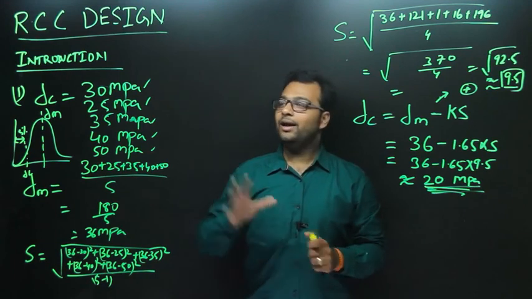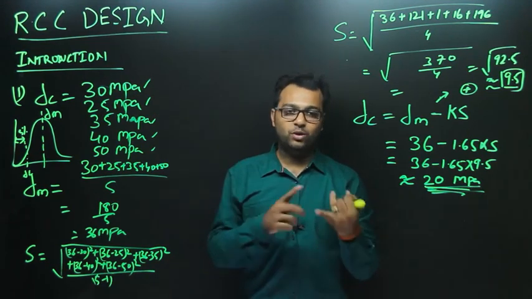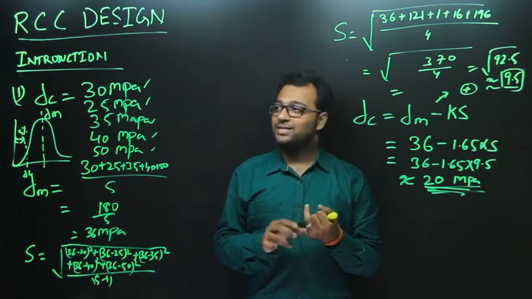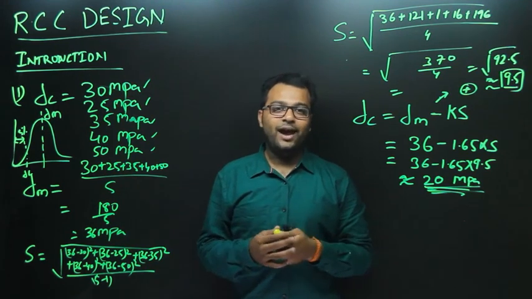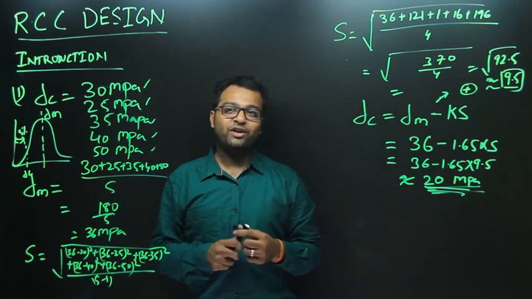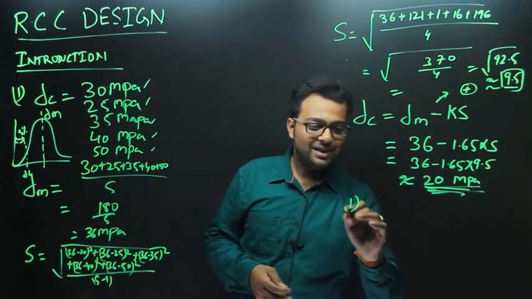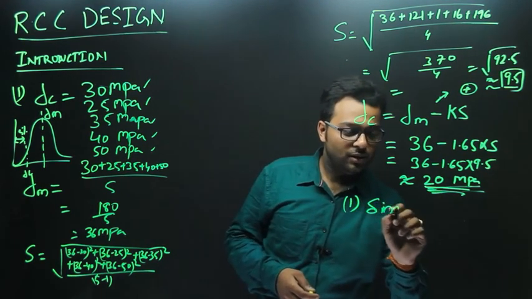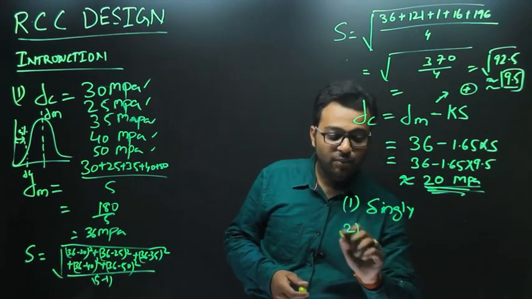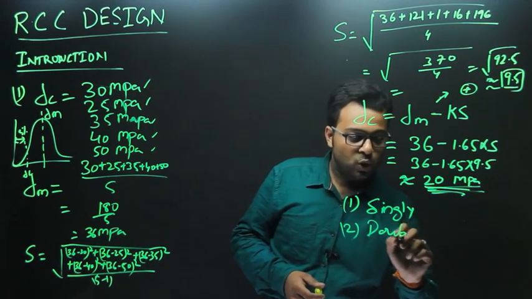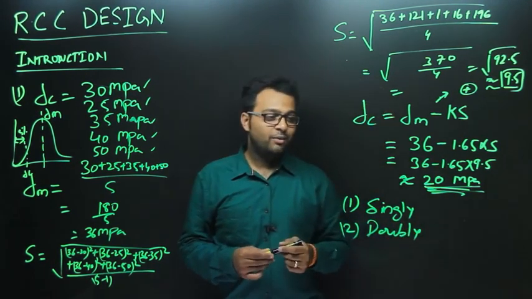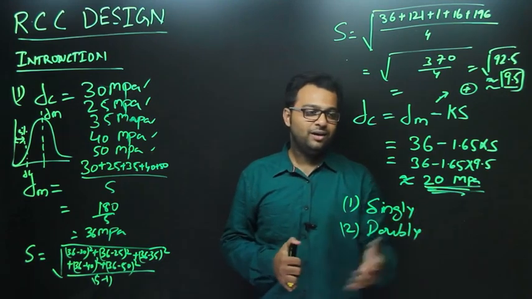Now, when I said that in limit state there were different failures, one was flexure. So let's start with flexure. And when we say flexure, there are two different types of reinforcement. One is singly reinforced and another is doubly reinforced. What these singly reinforced and doubly reinforced are, we'll see subsequently.